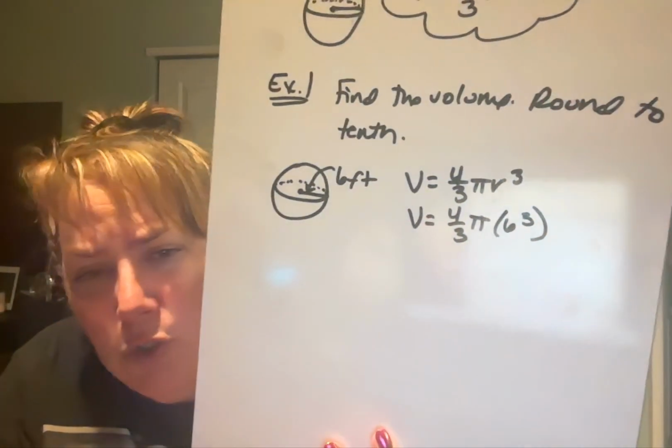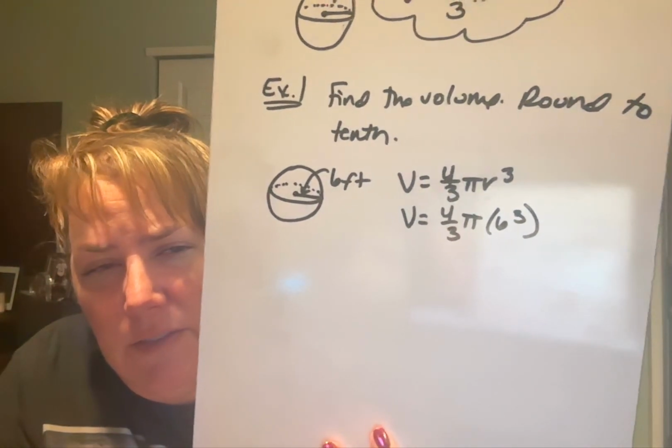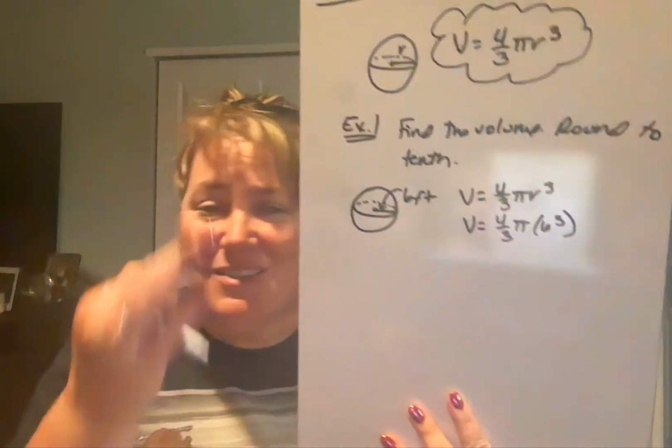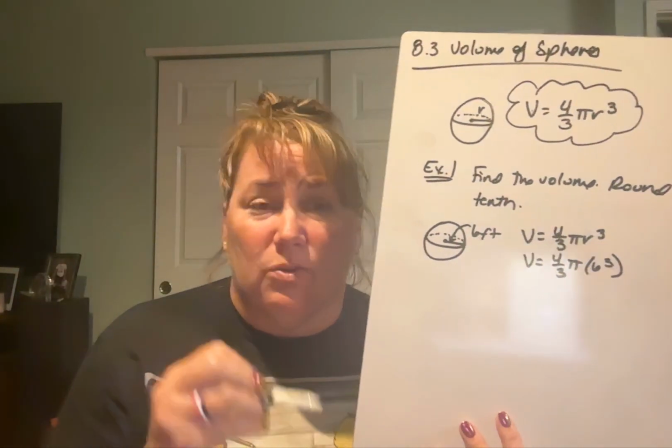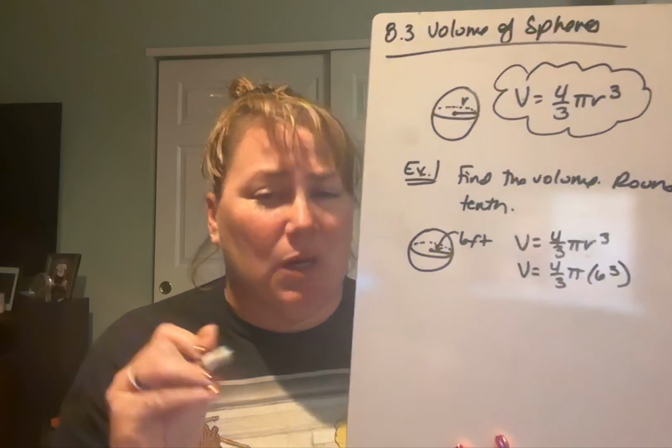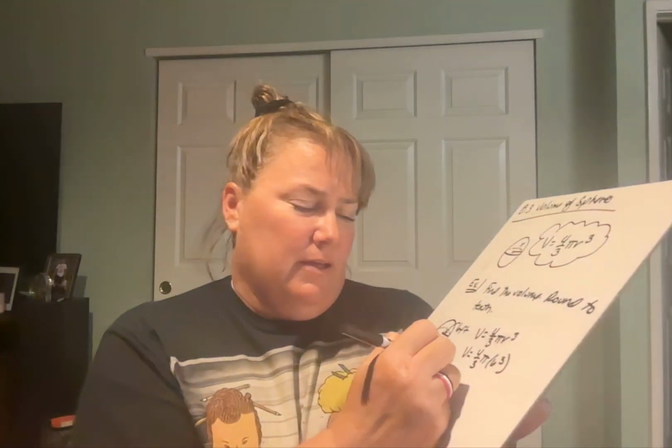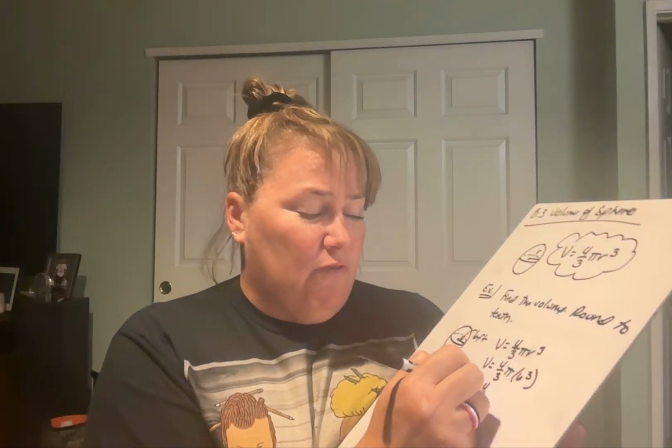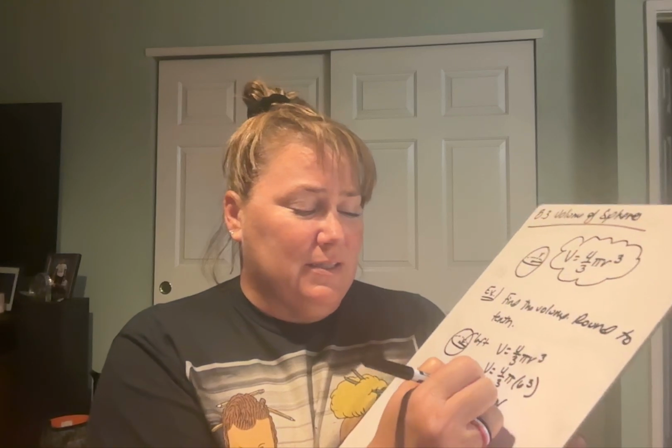6 cubed. Okay, so I just plugged in my numbers. Step 3 is the same. Before it was square the radius, now it's going to be cube the radius. Okay, so volume is still equal to 4/3 pi times.